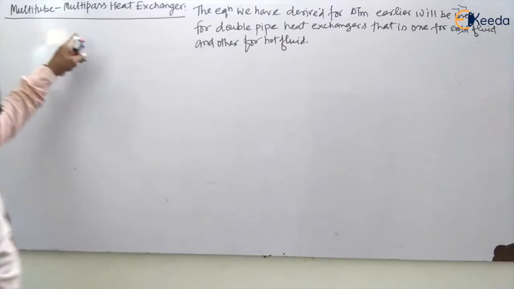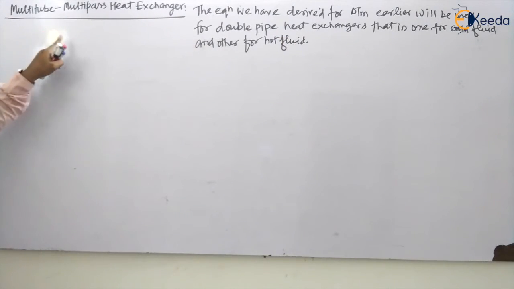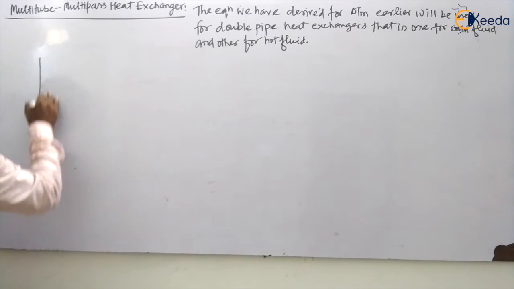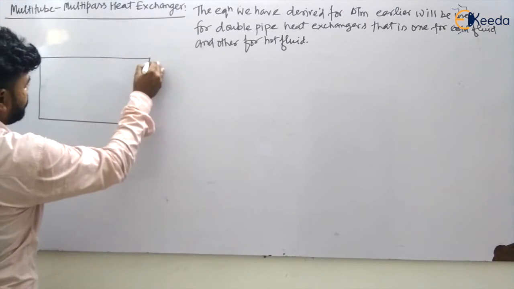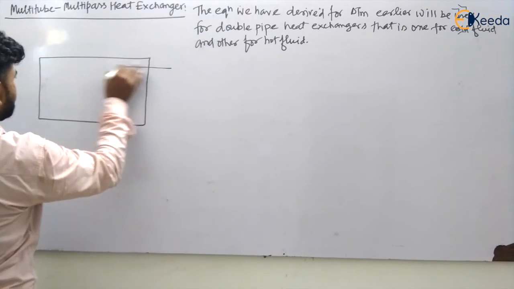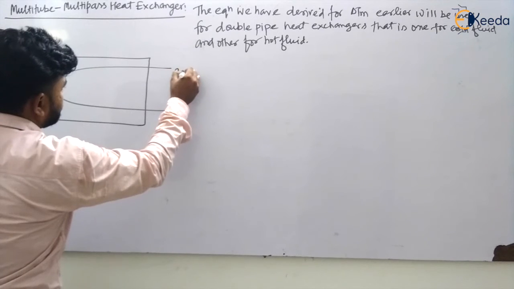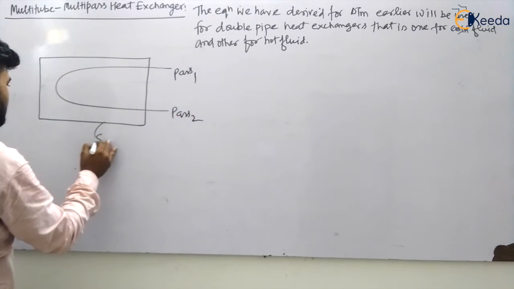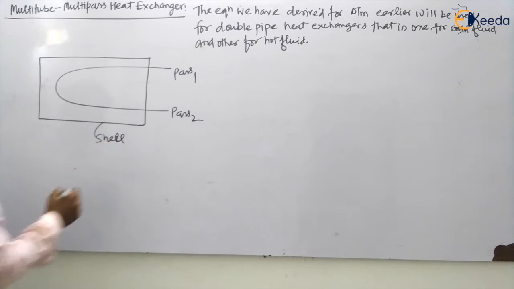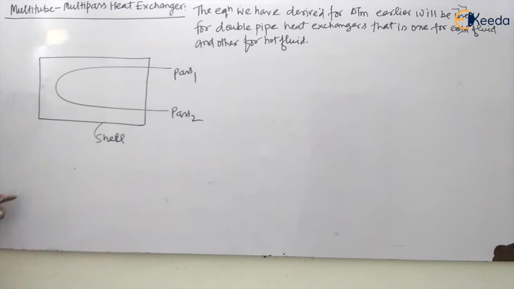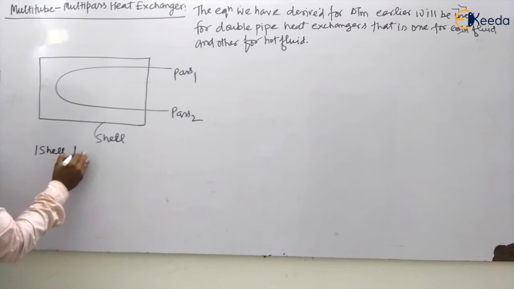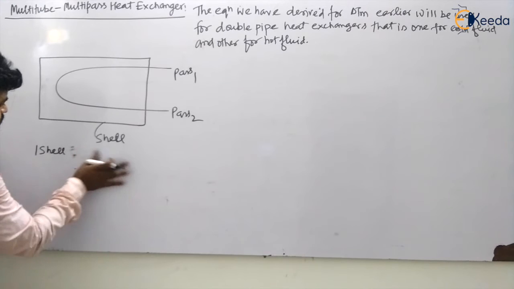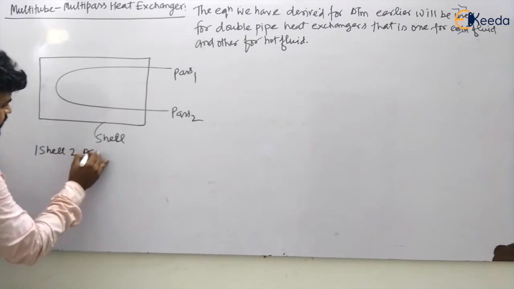Now let us see. If you see the multi-tube, we can apply those equations in this also. So one shell and two pass you have seen already. Let us take that is pass 1, that is pass 2, and that is your shell, my dear students. So that is one shell, 2 pass.